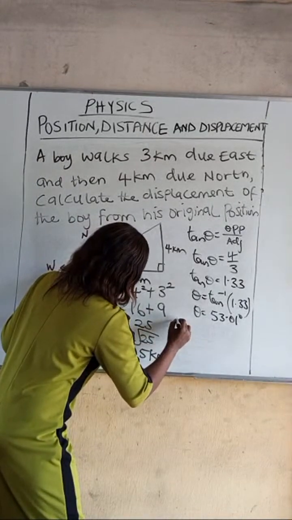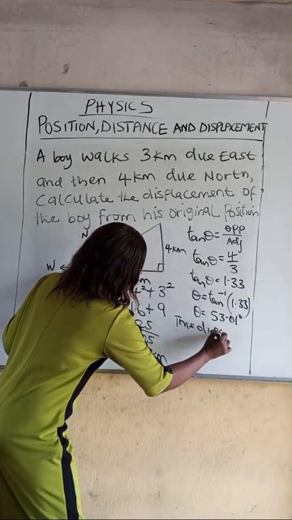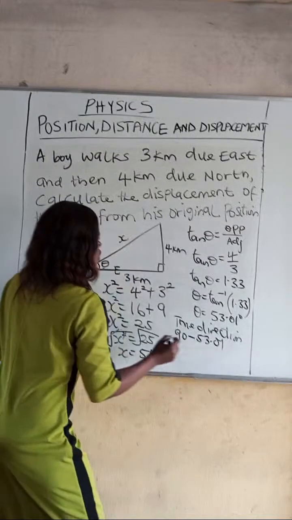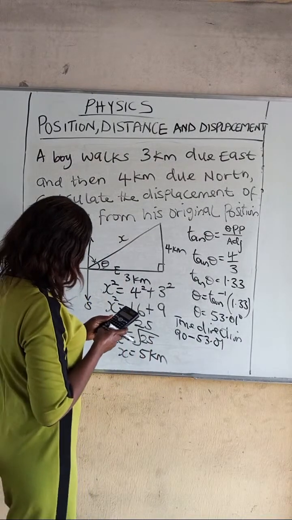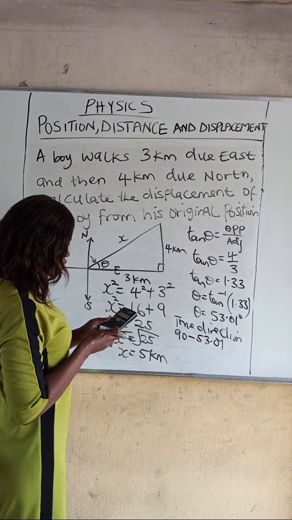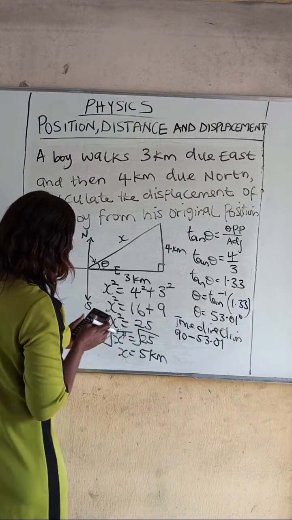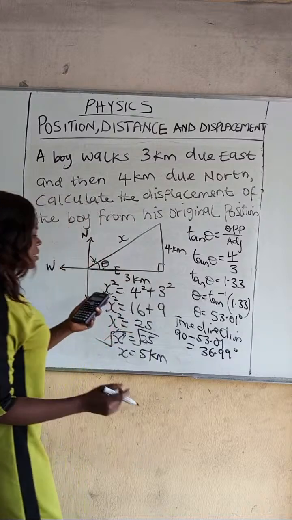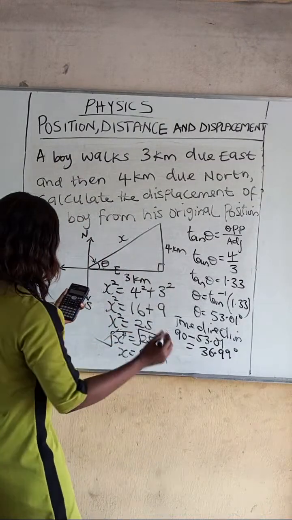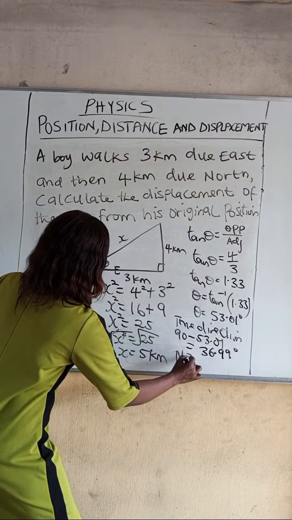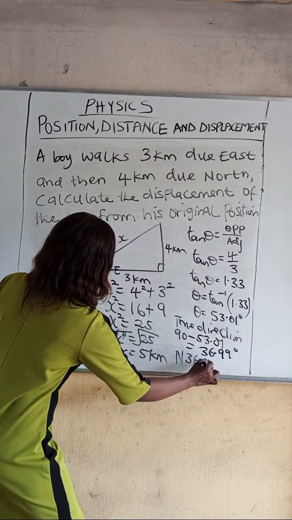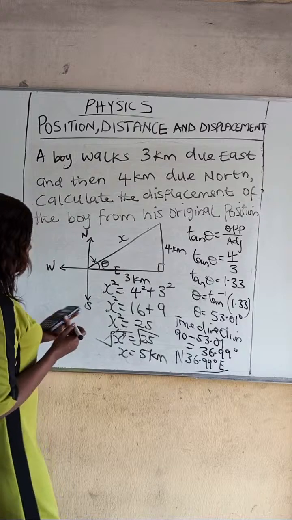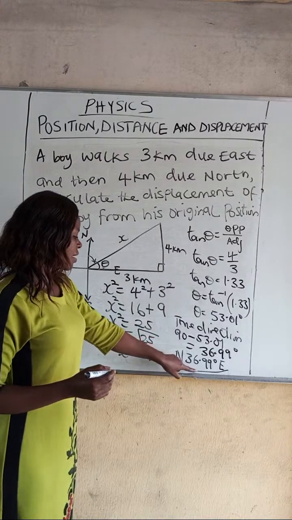So my direction is equal to 90 minus 53.01. Okay? So I'm going to use calculator to subtract 90 minus 53.01. Answer is going to give me 36.99 degrees, right? So my direction becomes 36.99 degrees east, not 36.99 degrees what?